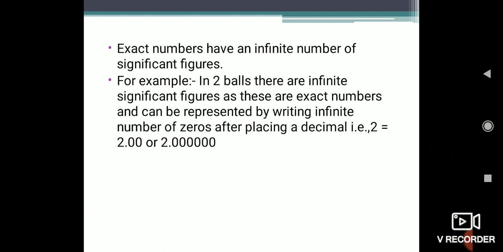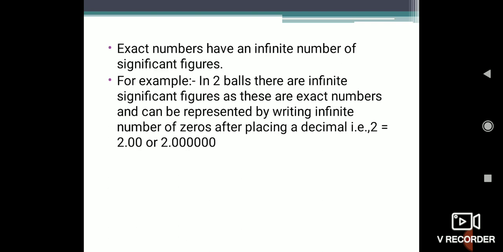Next, let us go with the next rule. It has been said: counting the number of objects. Suppose you have to count balls, apples, mangoes, anything in your room. If you have to count that, it will be exact in value. Like there are 2 balls, 2 chairs, 2 books. So they are fixed values, or you can say exact numbers. In this condition, the significant figures are infinite.